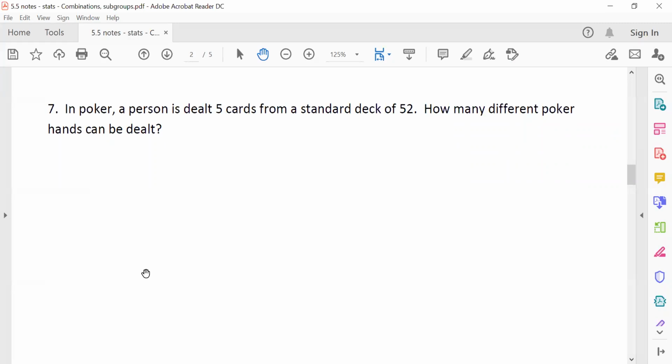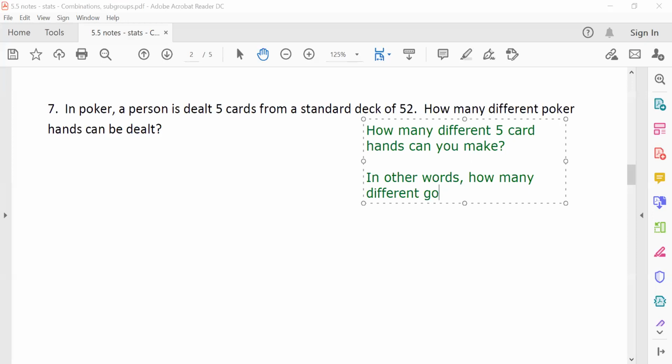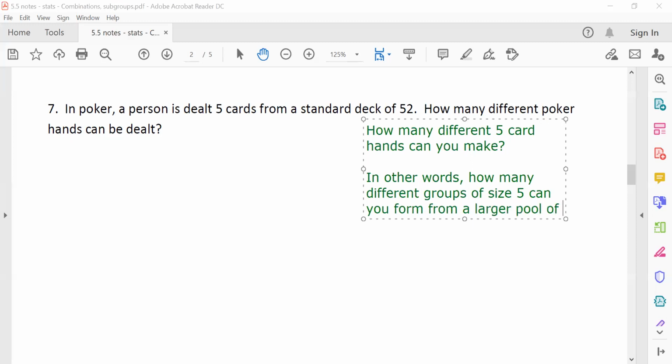But imagine kind of older school poker. You're just given 5 cards to make a hand, and you've got to do what's best with them. What are the different number of hands you can make? So let's think about it. How many different hands can you make in poker, basically? How many different 5-card hands can you make? In other words, how many different groups of size 5 can you form from a larger pool of 52 objects?